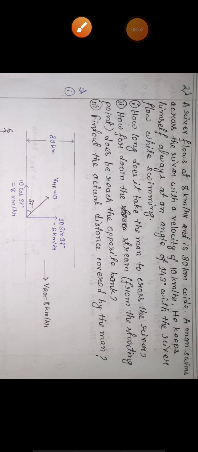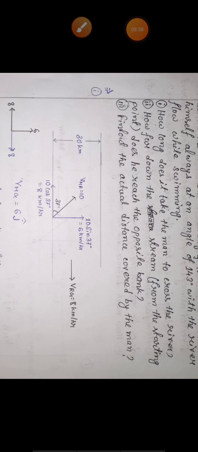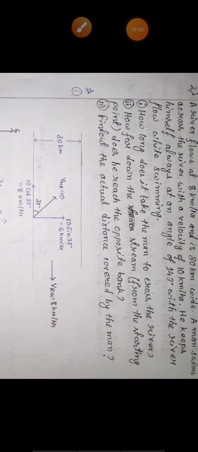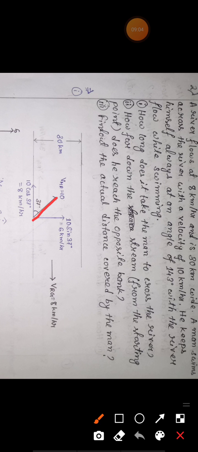So first question is, how long does it take the man to cross the river? Okay. So first we have to find out the time. So first we will break the velocity component of the man. You can break the velocity of the man with respect to river.